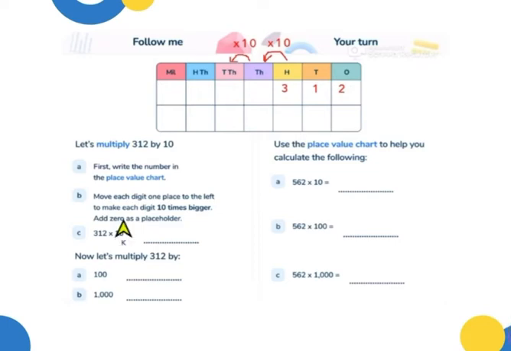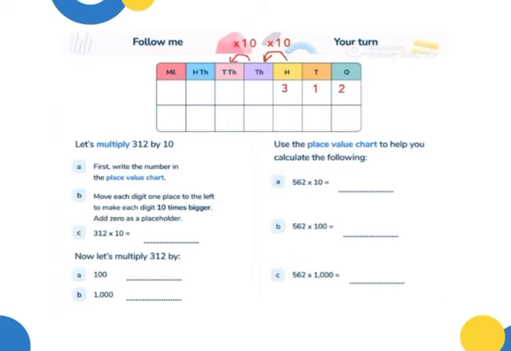My second step says move each digit one place to the left to make each digit 10 times bigger. Now, because I'm multiplying by 10, my answer is going to be bigger than the original number. You might be wondering, why does it say one place to the left? The reason is each place value is 10 times bigger than the other, meaning my thousands place value is 10 times bigger than my hundreds. My 10,000s place value is 10 times bigger than my thousands. So if I want to make 312 10 times bigger, I need to move each digit once to the left.